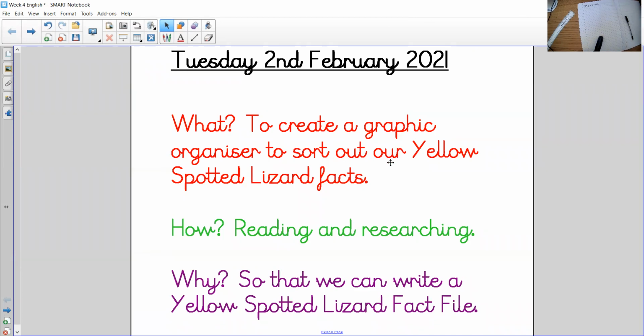We're going to be using a lot of retrieval practice this lesson, so a lot of reading and researching as well. And there we go. It's why: so we can write a yellow-spotted lizard fact file by the end of the week.